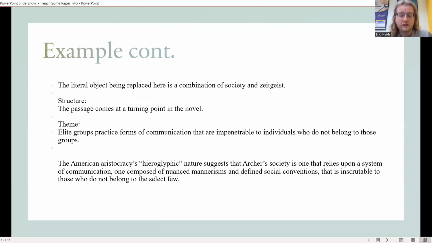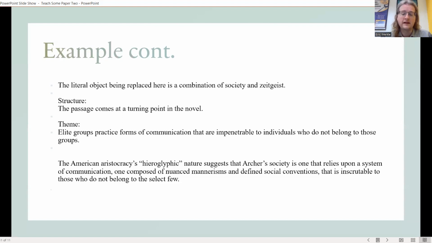So we take that mysterious, we take that impenetrable meaning, and we talk about how that's being applied to the literal world. We take the structure, this happens at a turning point in the passage, a point of revelation, and now we're able to create a theme. Elite groups, Archer's from a wealthy part of society, practice forms of communication that are impenetrable to individuals who do not belong to those groups. What this is suggesting to us is that Archer's society is exclusionary in its nature.